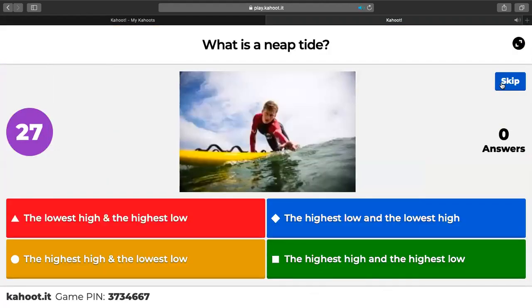Red, lowest high and the highest low. Yellow, the highest high and the lowest low. Blue, highest low and lowest high. Or green, highest high and the highest low.